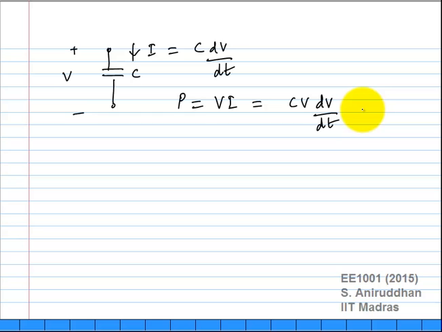So is the capacitor a passive element or an active element? The opposite of a passive element is what is called an active element. An active element is one that generates power. We'll start off with the definition. Now let us come back to this. Of course the power in the capacitor can be positive or negative.